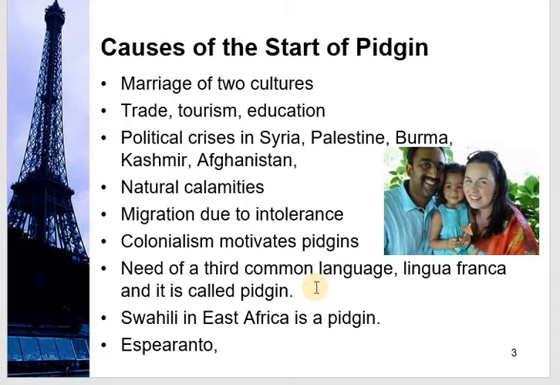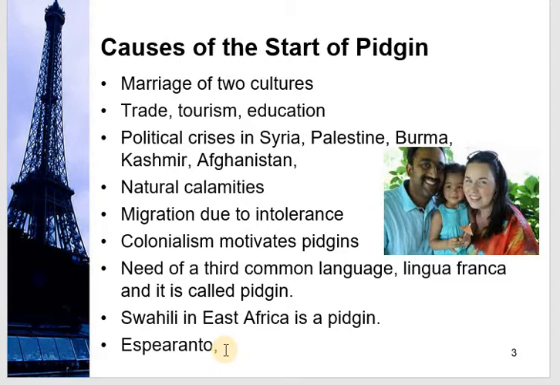In reality, pidgin is the lingua franca, a language which creates ease for both speakers. The Swahili language in East Africa is a pidgin. Esperanto is an example of artificial language construction, or artificial language generation.